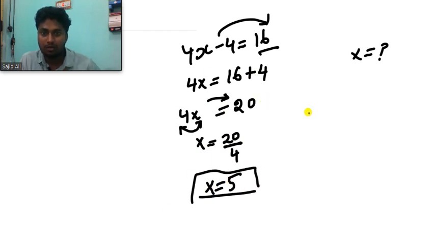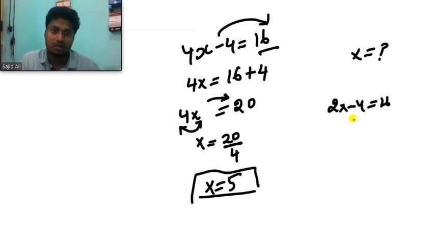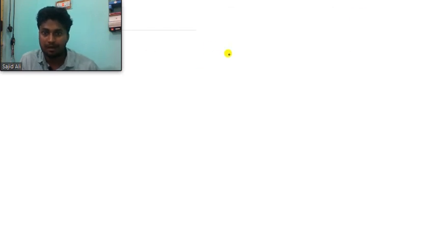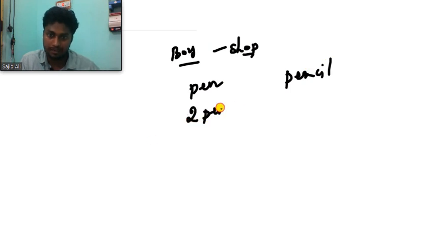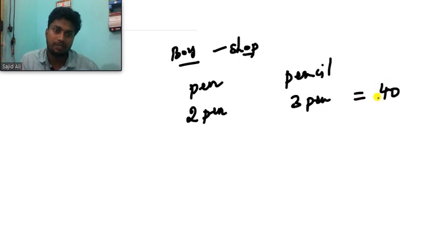Now you might have seen I am writing the equation as 4x minus 4 is equal to 16. Where do we apply this in our real life? What does it mean? I will show you an example. Let us consider a boy went to a shop to buy pens and pencils. If he bought 2 pens and 3 pencils, and if the cost is 40 rupees, how can you represent this algebraically in the form of an equation?